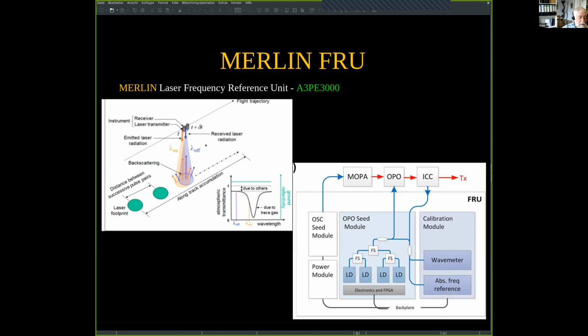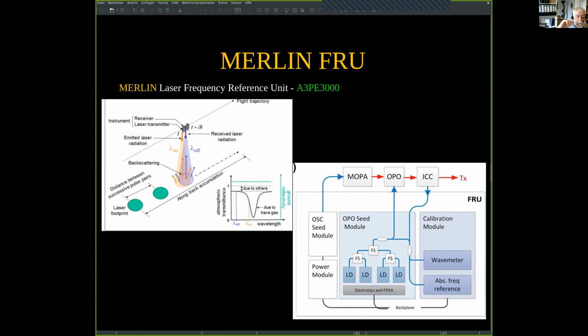The part that I have been doing there is the so-called frequency reference unit, because these laser frequencies, the lambda on and lambda off, have to be very precise. The precision is 5 megahertz. And this requires quite a bit of control to do that.